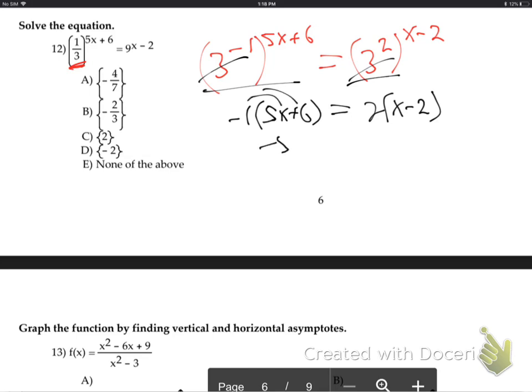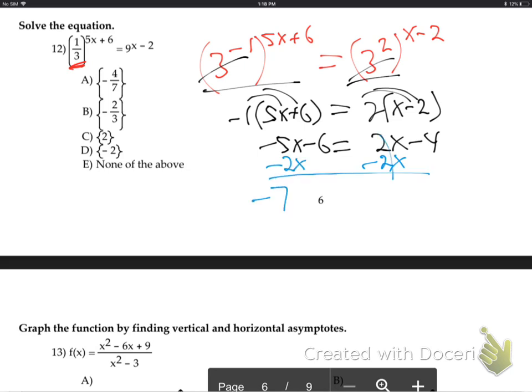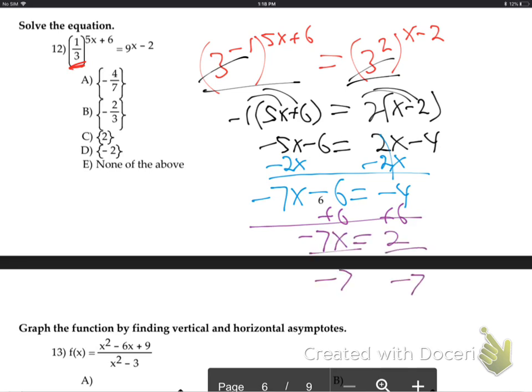Distribute. Minus 5x minus 6. Distribute. 2x minus 4. How do you get x alone here? Subtract 2x from both sides. What do you get? Negative 7x minus 6 is negative 4. Add the 6 to both sides. Negative 7x is 2. Divide by negative 7.